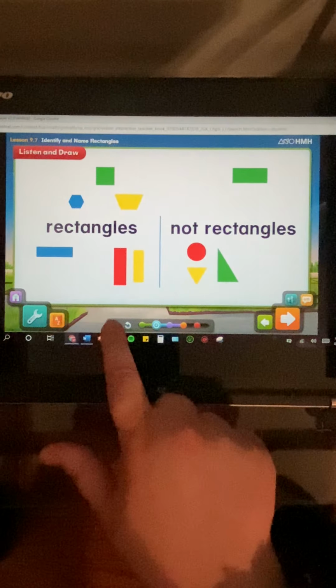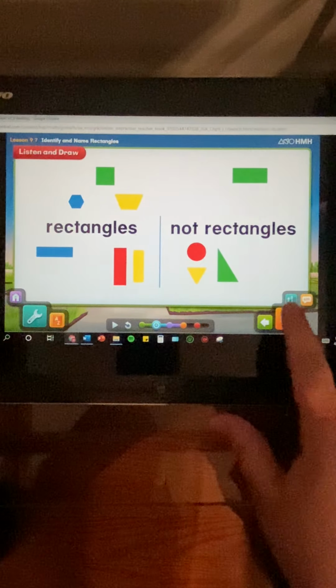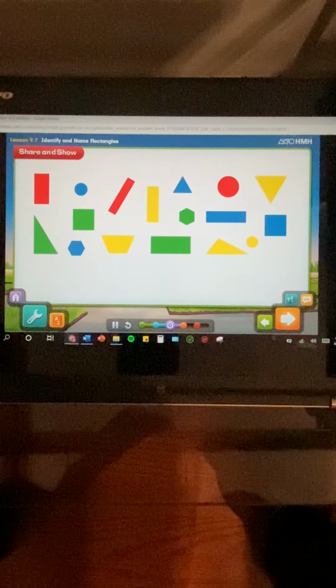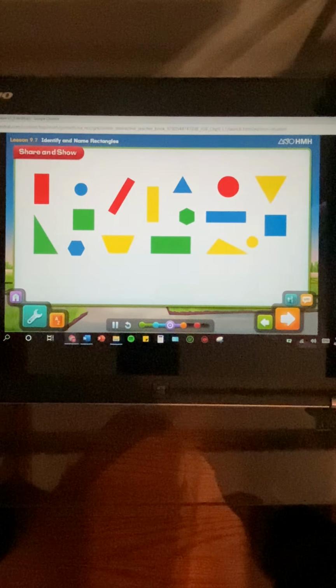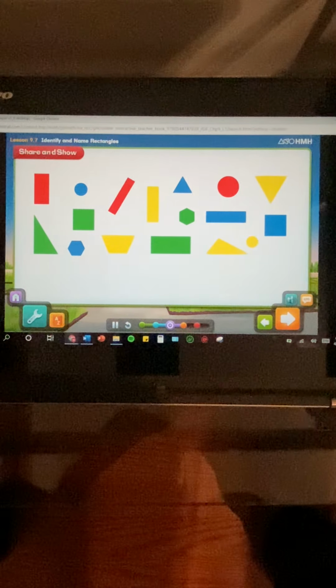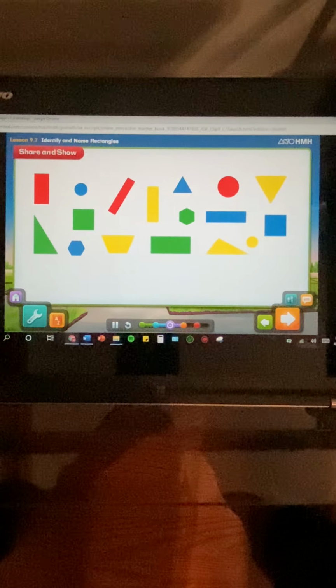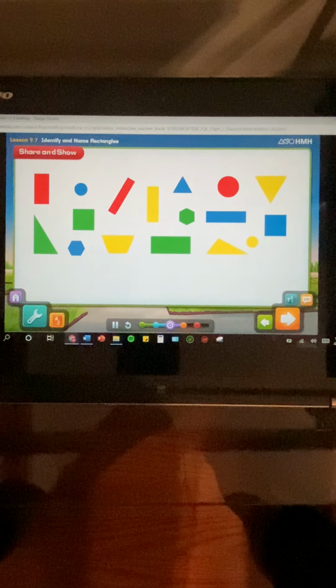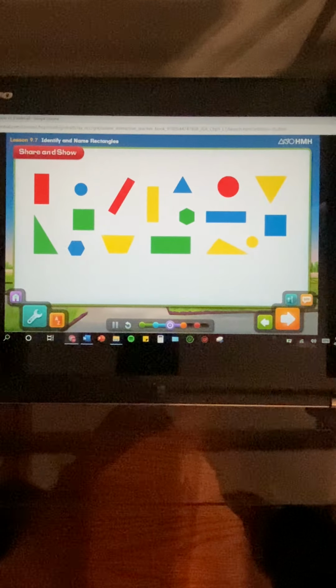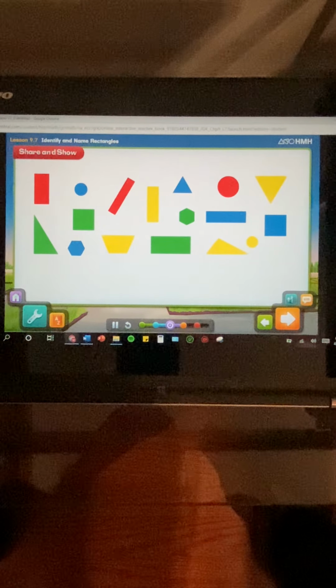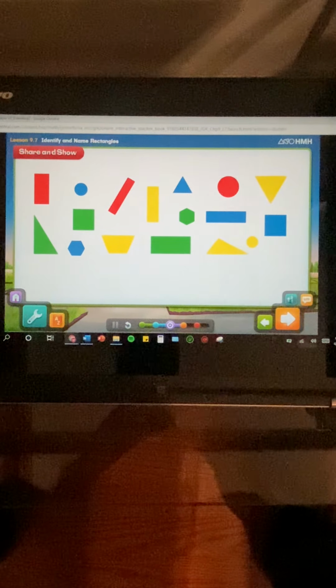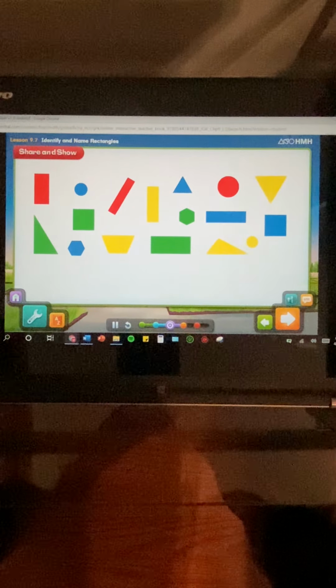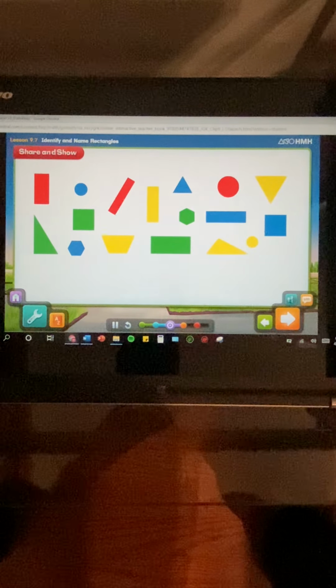Okay. Is this shape a rectangle? Okay, let's go to the next slide. Are all of these shapes the same? No. Are any of these shapes rectangles? Yes. How do you know which shapes are rectangles? A rectangle has 4 straight sides and 4 vertices. Is this a rectangle? Click to find out.